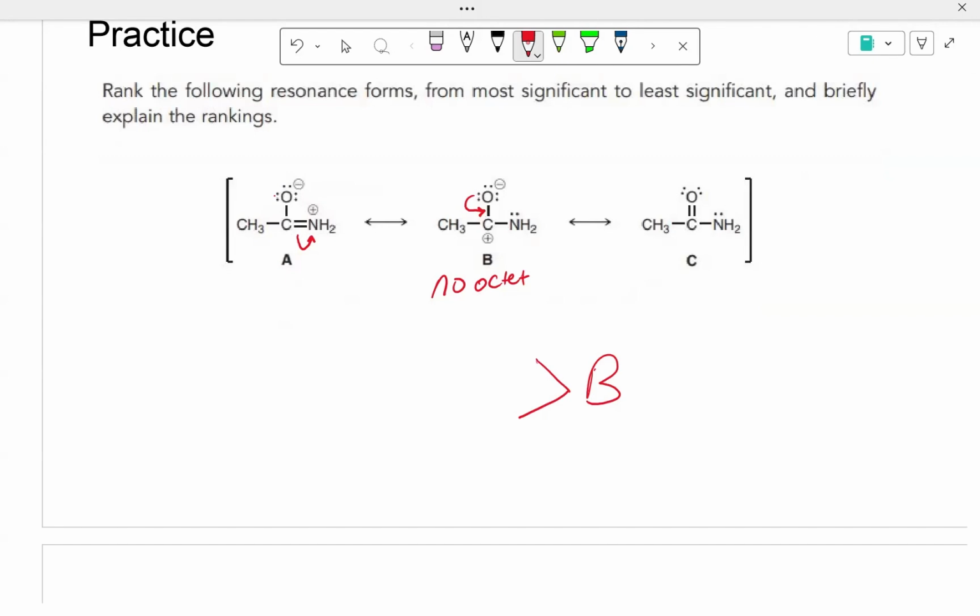Now let's compare C to A. They both have a full octet of all the atoms. So we're going to go to the next rule. The next rule is the more important structure is the one that has fewer charges. So C has got a full octet and no charges. A, everything has a full octet, but it's got 2 charges. So A will contribute a little more than B, but C will have the highest contribution.